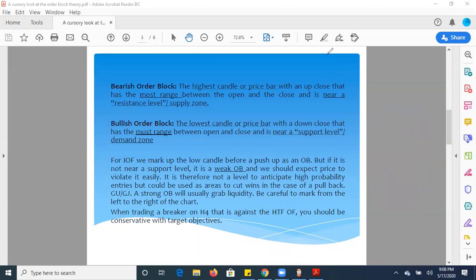Now, in institutional order flow, we mark up the low candle before a push up as an OB, which I believe we understand. But if it is not near a support, it is a weak OB. And we should expect price to violate it easily, right? So let's go to the next slide. We'll come back here.